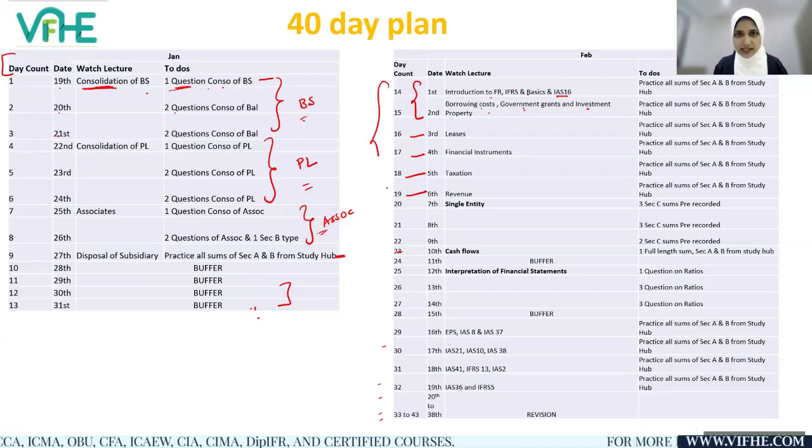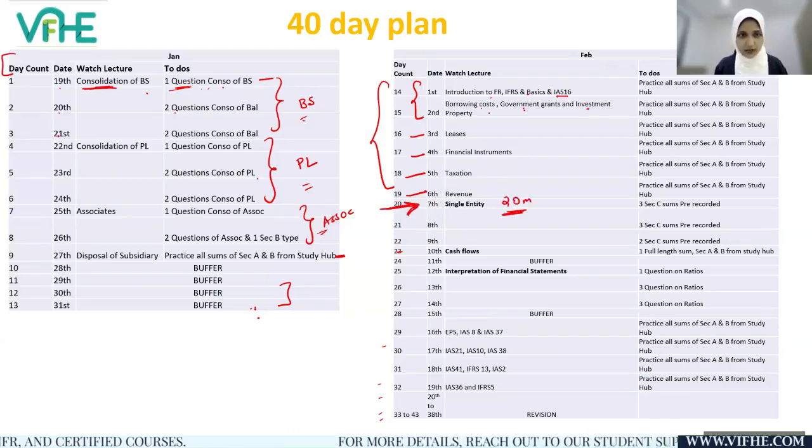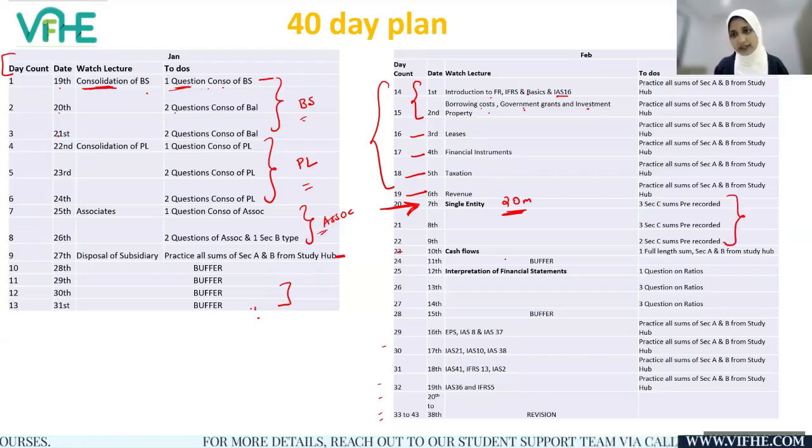If you give 6 days of your February month, from the seventh day, you can target the next 20 mark topic. Again, for balance sheet consolidation, you were giving 3 days. For single entity, also give 3 days. Eight marks, eight sums you are able to practice in 3 days.